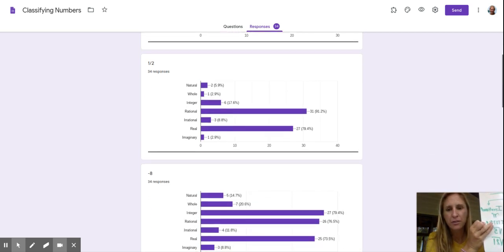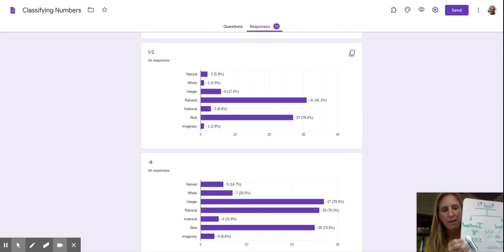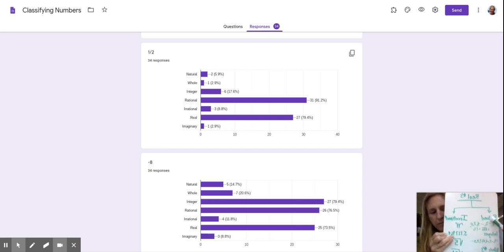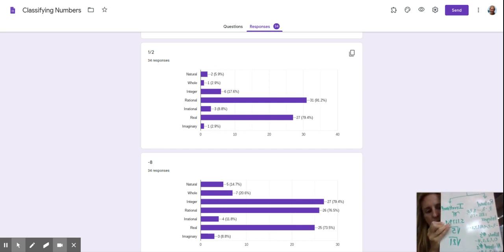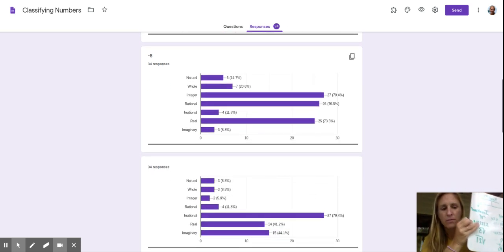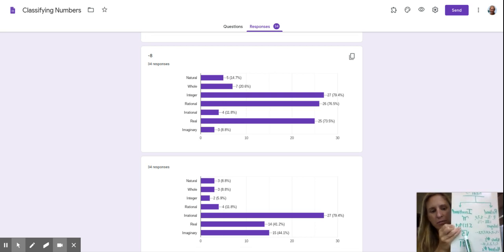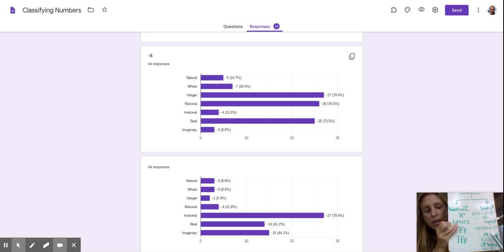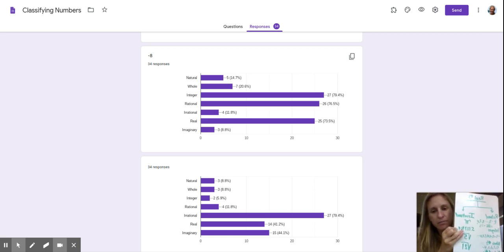Okay, go to 1/2. Right away, 1/2's a fraction, so it's in this category. Is it an integer or any of these? Nope, it's just rational and real. -8. Well, -8 is definitely not one of these crazy numbers. So -8, is it natural? Nope. Whole? Nope. Integer? Yes. So everything above? Yes, yes, yes.